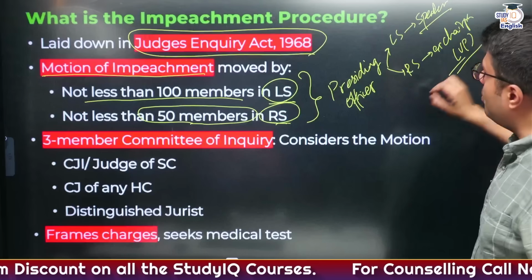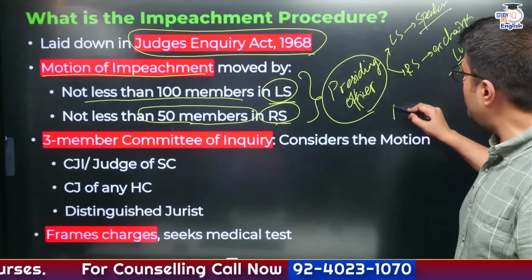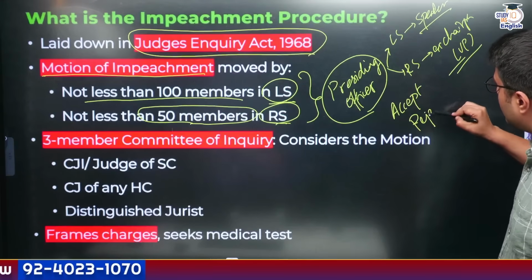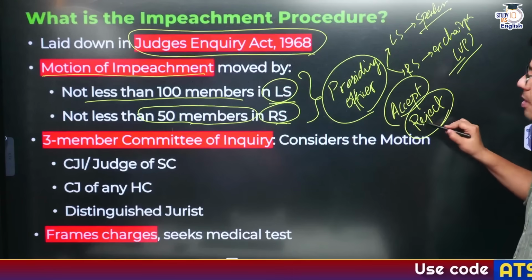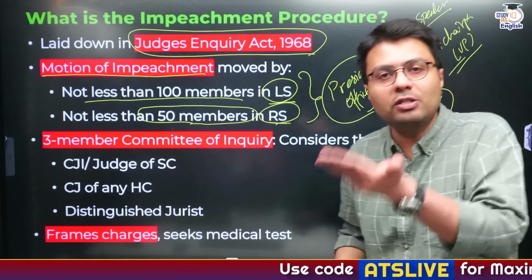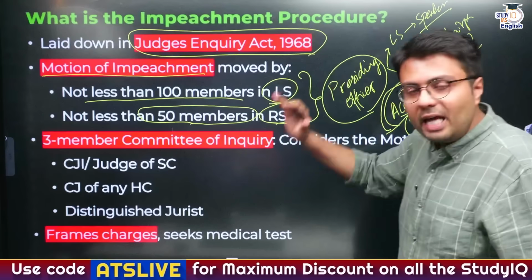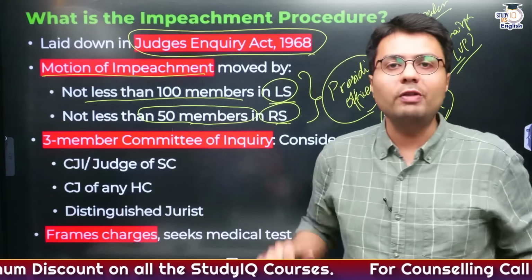So for these presiding officers, it is their discretion whether to accept this motion or to reject this motion, right? It is their decision whether they accept this motion in the house or they reject it. And if they accept this motion, then the formal process of impeachment begins in either house of the parliament.